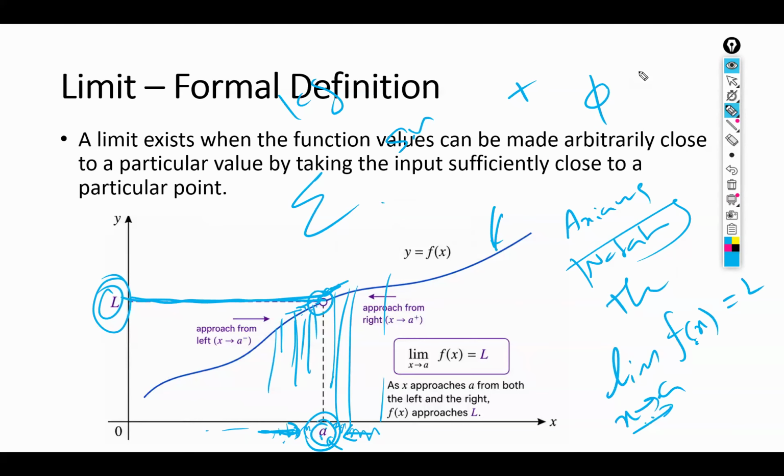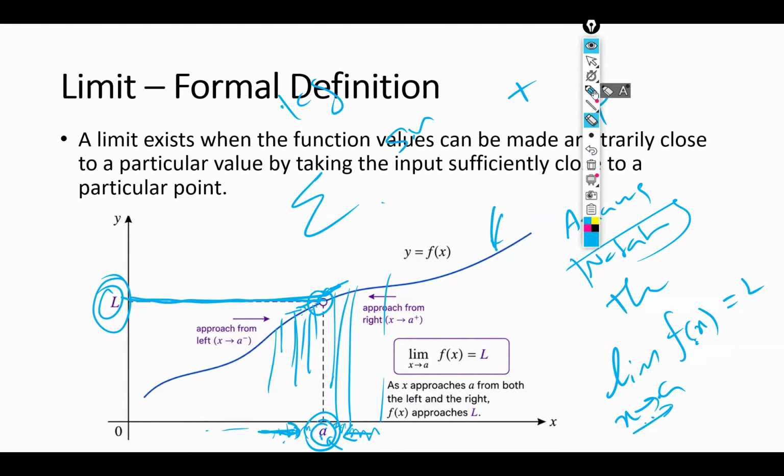just give me 1 minute, my pen is not working. Okay, so it's something like that.